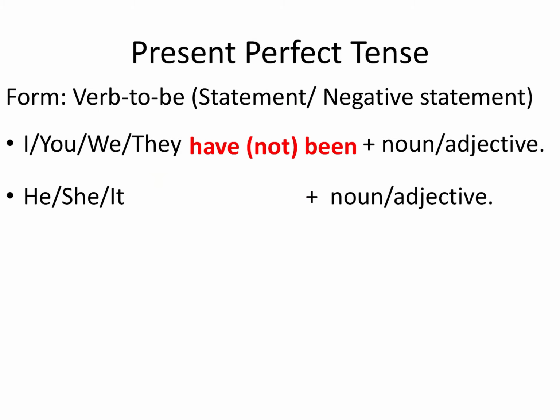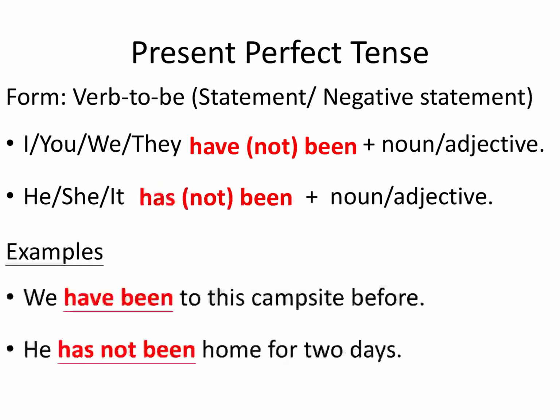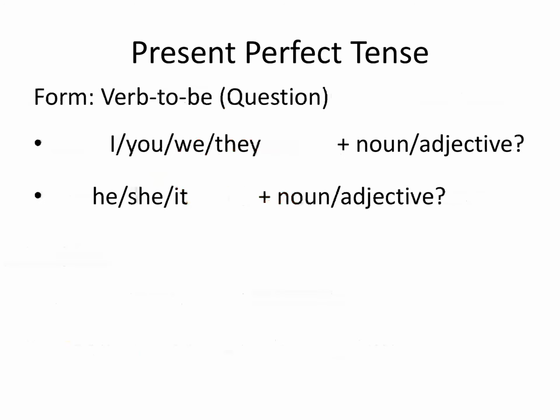The same rules also apply to verb to be. Since the PP form of be is been, we have have or has been, or have or has not been as the present perfect verb to be. Examples: we have been to this campsite before. He has not been home for 2 days.